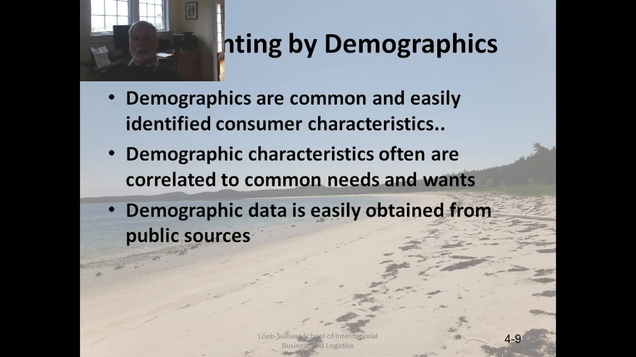Demographics is the easiest thing to segment by, because the information is very easy to get and easy to sort through. The U.S. Census is a marvelous source of information. It's easy to use. The search tools and the sort tools are very, very easy to use, and you can get incredibly detailed information from the census, right down to zip code areas or counties or states.